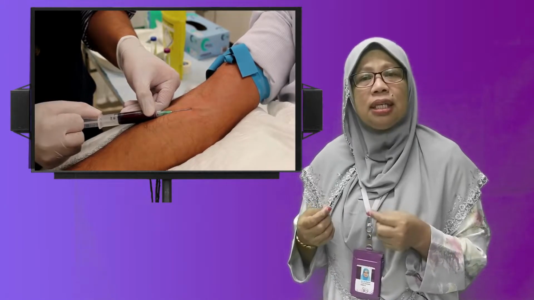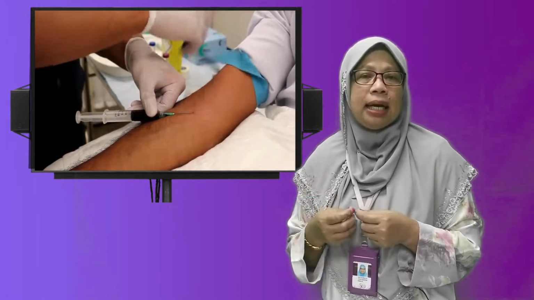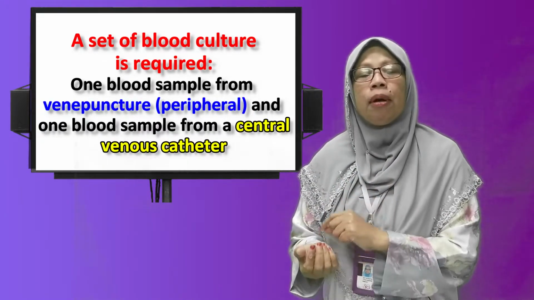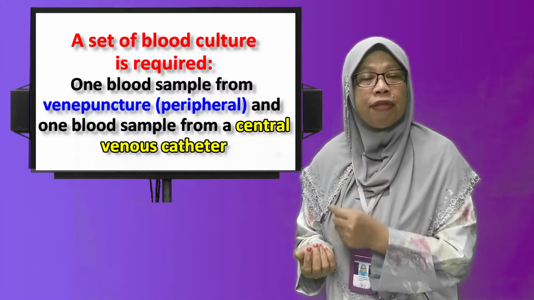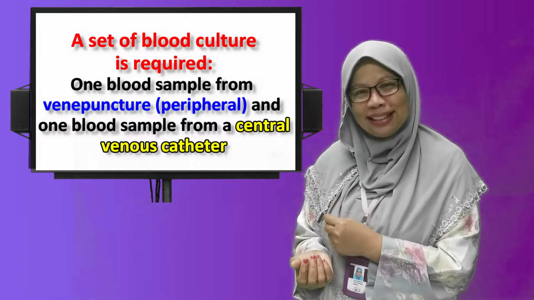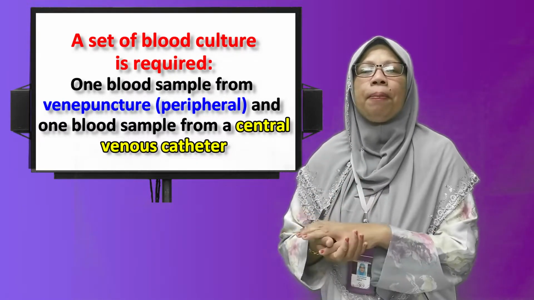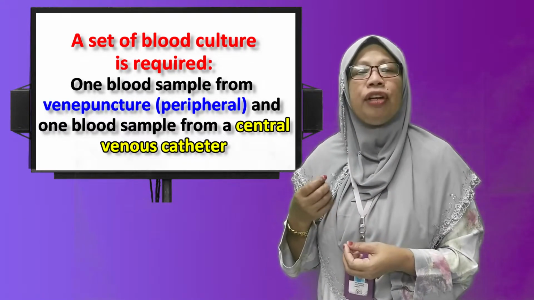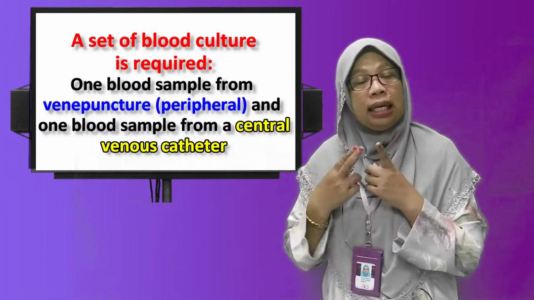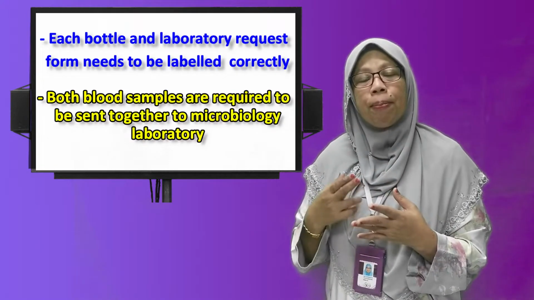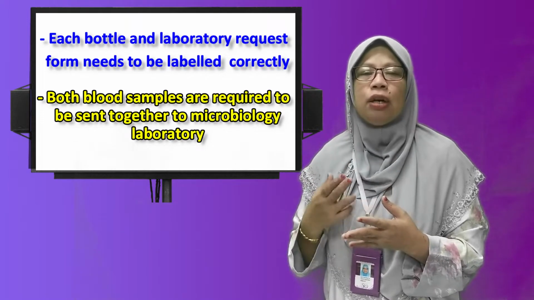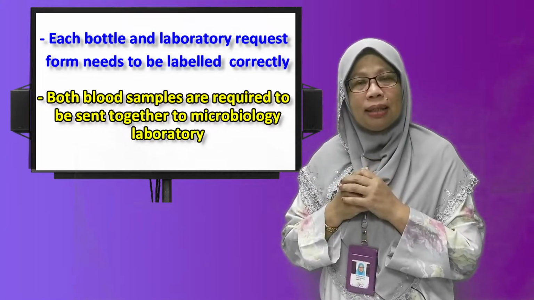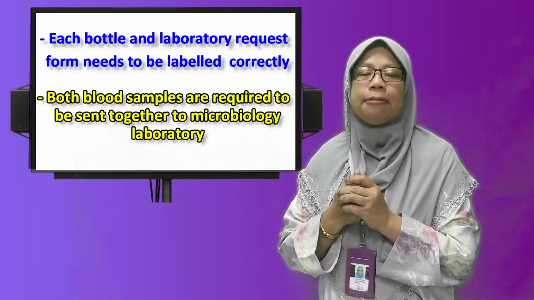So, the diagnosis of CRBSI is made by taking a blood sample from venipuncture, the peripheral blood sample, and also together with the blood sample taken from the central venous catheter. And these two blood samples, meaning from peripheral venipuncture and also the central venous catheter, need to be sent to the microbiology lab together simultaneously.